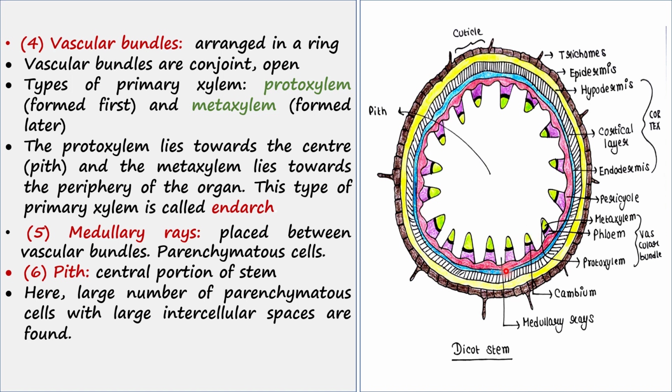Next is medullary rays. Medullary rays are placed between vascular bundles, you can see here. And the next is pith. Pith is the central portion of the stem. Here you can find a large number of parenchymatous cells in the pith, and they have intercellular spaces. A big intercellular space you can find here between these cells.